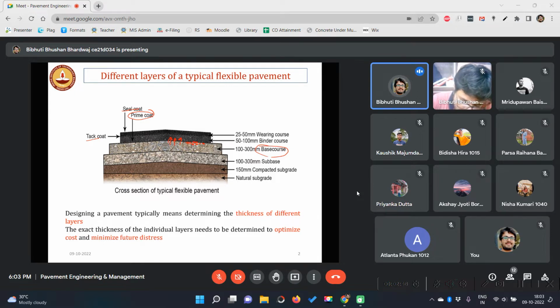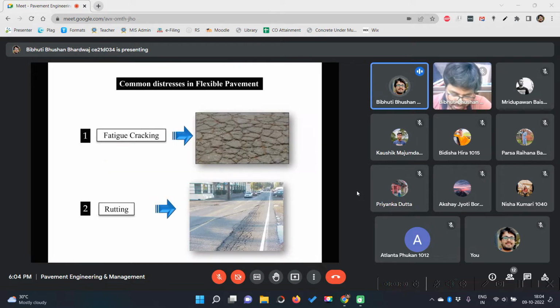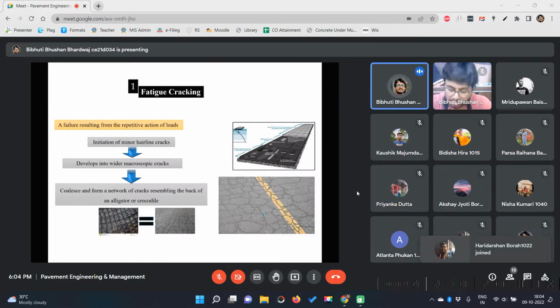This is a layer which consists of aggregates, and when you talk about aggregates, it can be fine aggregates and coarse aggregates. So fine aggregates can intrude into the surface pores. In order to prevent that, this prime coat is applied. We have discussed all the other layers in detail. Similarly, we discussed fatigue cracking: why fatigue occurs, how it happens because of repeated loading, unloading, loading, unloading, and it happens at the bottom of the bituminous mix.